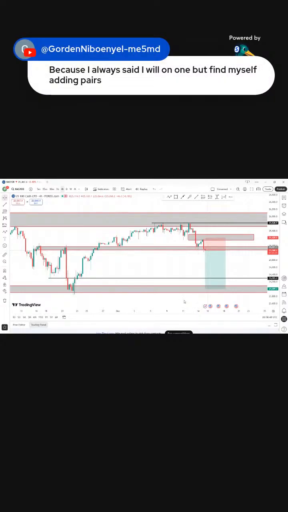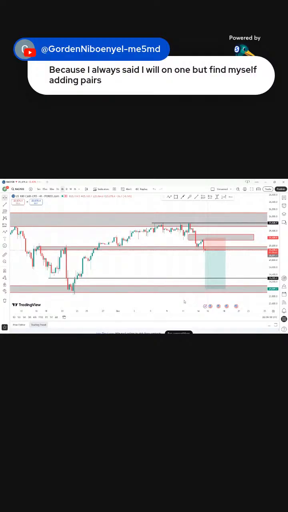Because I always say that I will stay on one, but find myself adding pairs. No, it means you are not disciplined enough yet. You understand? You have to discipline yourself. Delete every other one that you don't like. Choose your favorite pair. And a beginner-friendly pair is Euro USD if you want to trade.